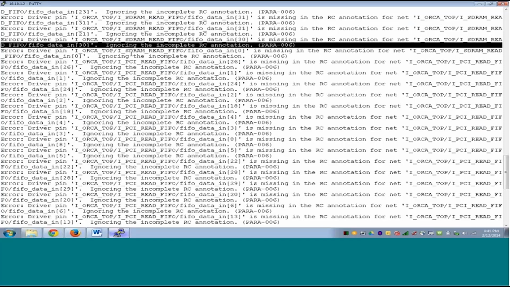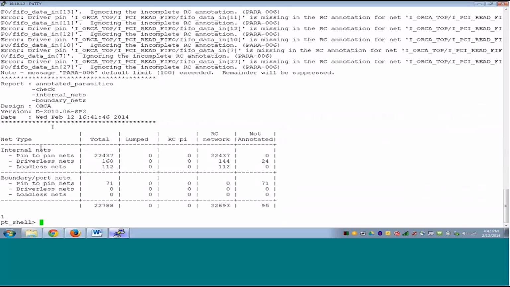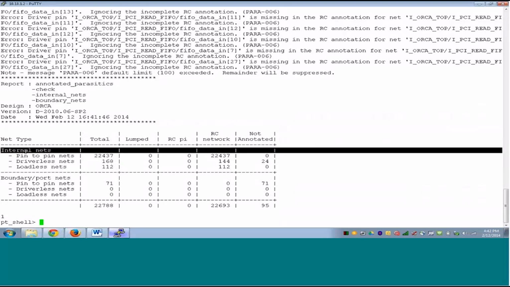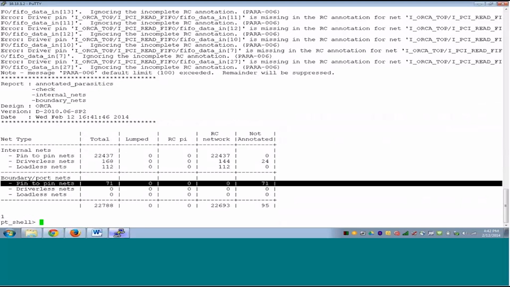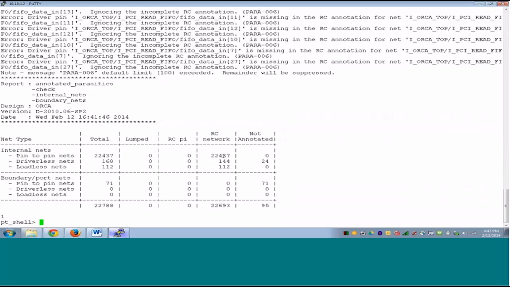So even if there was no error reading the parasitic, this is the first case. Fine, there is no mismatch in terms of the nets and pin names between the SPEF and the netlist. That is true. But now it is saying that there are some RC annotations that are incomplete. In the summary, we can see there are 2 types of nets: internal nets and boundary nets. Internal nets are pin to pin. Boundary nets are those coming from ports. This pin to pin not annotated is 0. The first one is very important. RC network for all internal nets is completed, not annotated 0. So there is no problem here.